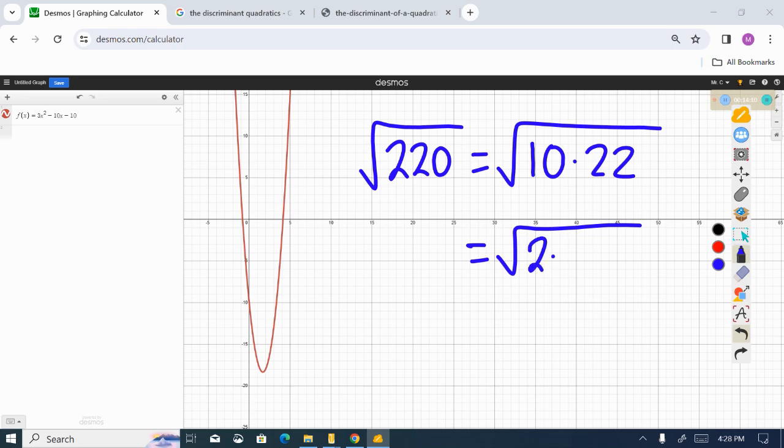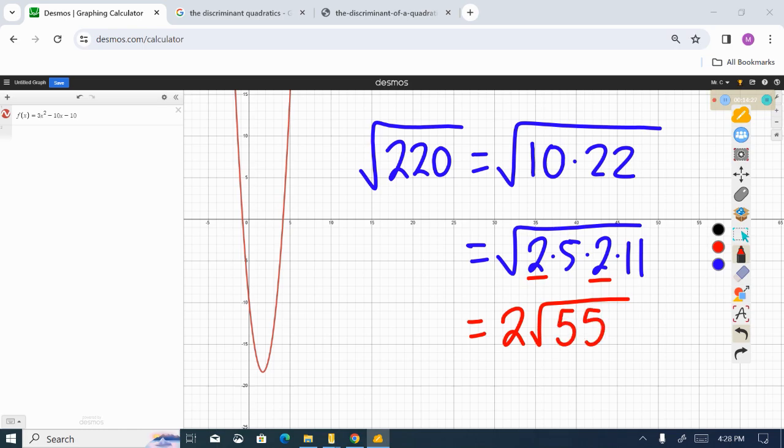10 is 2 times 5, and then 22 is 2 times 11. And so we can see already here we have a problem, right? There's a 2 and a 2. So that's a repeated factor, so we could pull out the 2. But we're going to have the 5 and the 11 stuck in there, and so we'll have a square root of 55 there. And so we can see this is an irrational value.